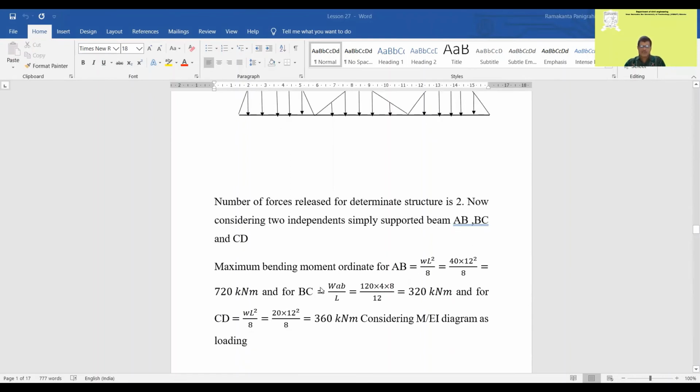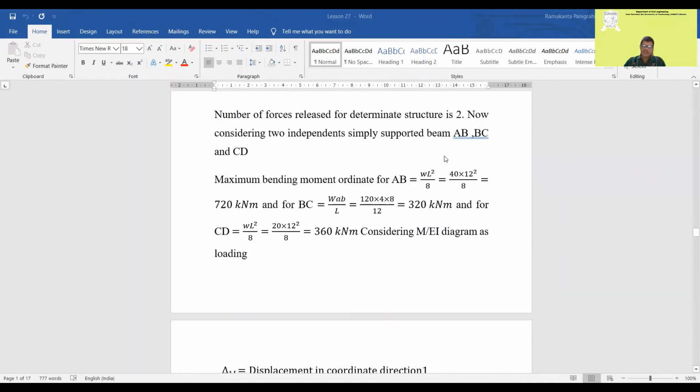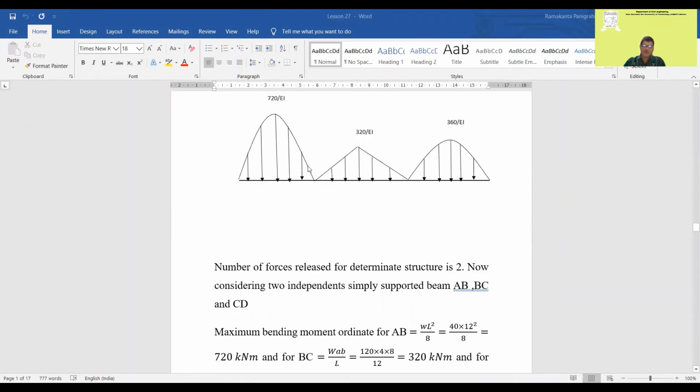Those things have been explained below. The number of forces released for the determinate structure is 2, considering 2 independent simply supported beams: A B, B C, C D are different. You find out this M by EI diagram, now the loading on the beams.